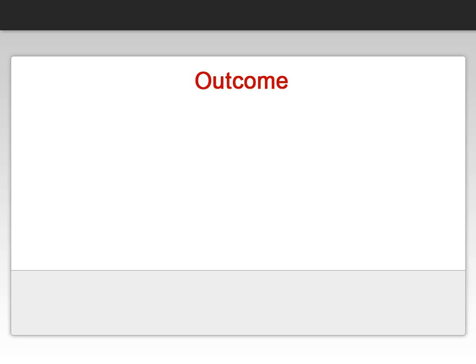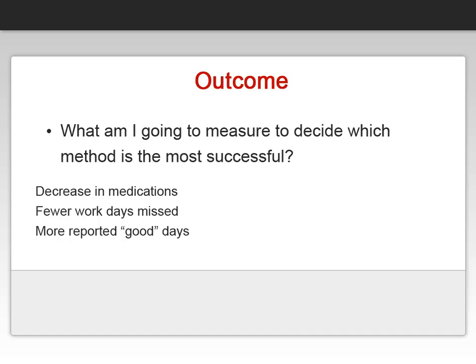The last letter in PICO is O for outcome. We need to know how we're going to measure which method is most successful. So our measures could be decrease in medications, fewer work days missed, more reported good days, better grades in a classroom. Any of those would be a measurable outcome for us.